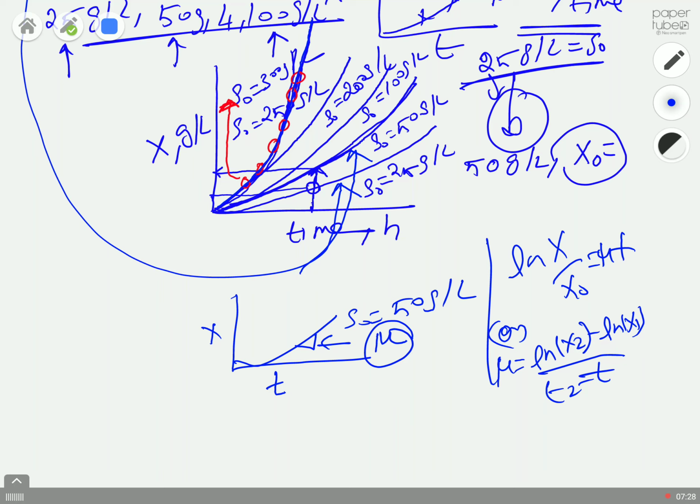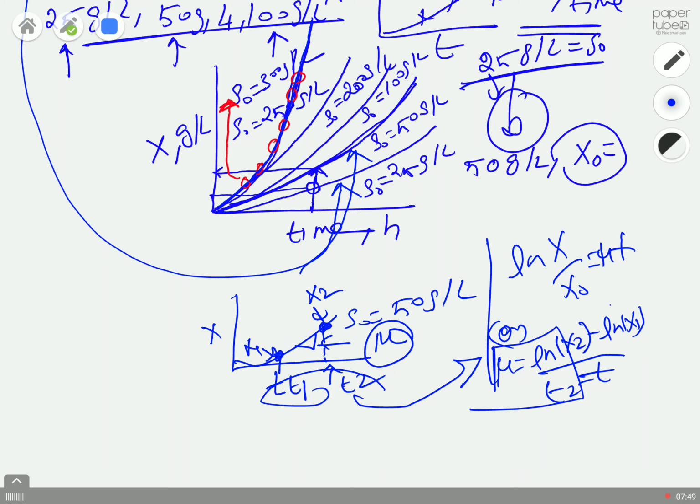So you can pick any 2 points here, and you can call this x1 and you can call this x2. You draw some line, this will be t2 and this will be t1, and then you apply this formula, the Monod formula, and from there you can get your specific growth rate, yeah?